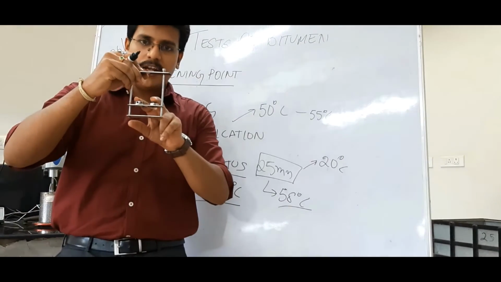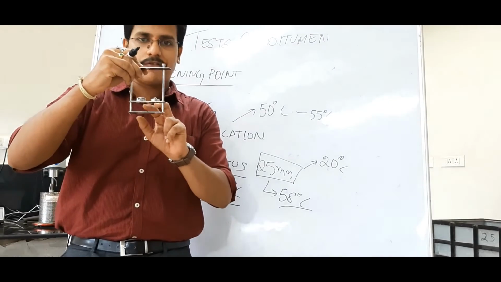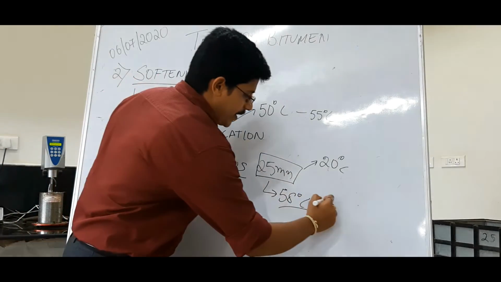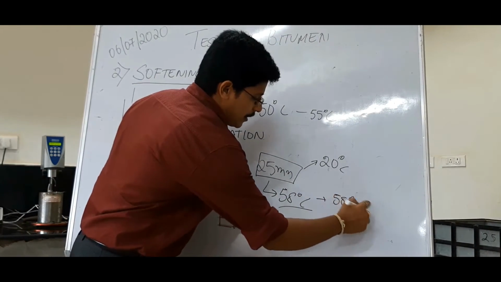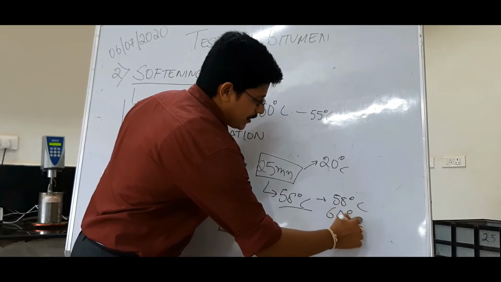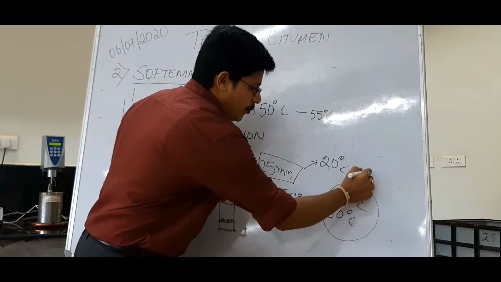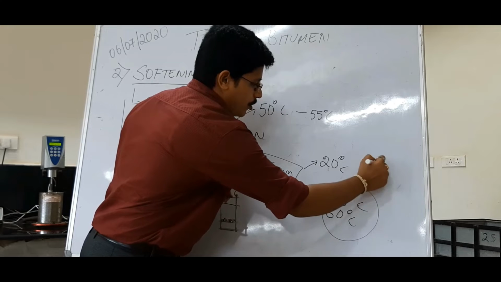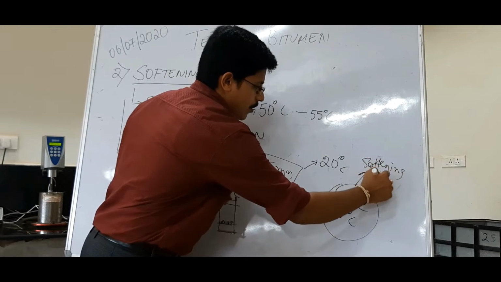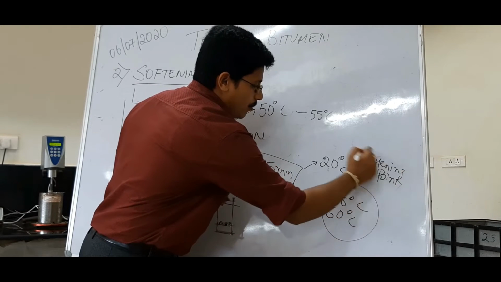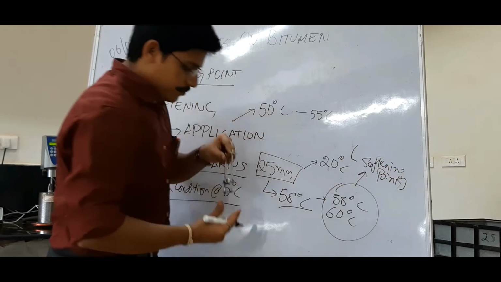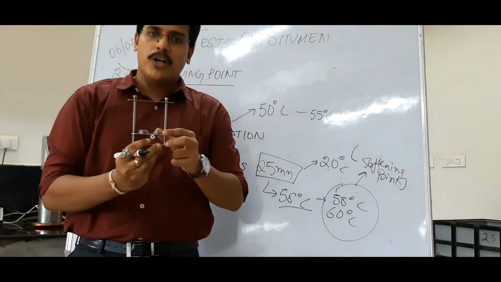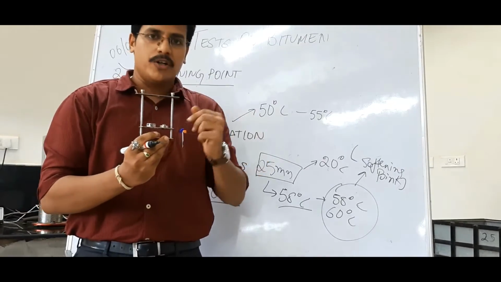Since we have two assemblies here, we can take the average if the two temperatures are different. Let's say for one assembly we get 58 degrees, for the other we get 60 degrees. You can take the average of these two values and report it as the softening point of bitumen. The softening point of bitumen is basically used to know where you can apply the bitumen, depending on the temperature of the bitumen.